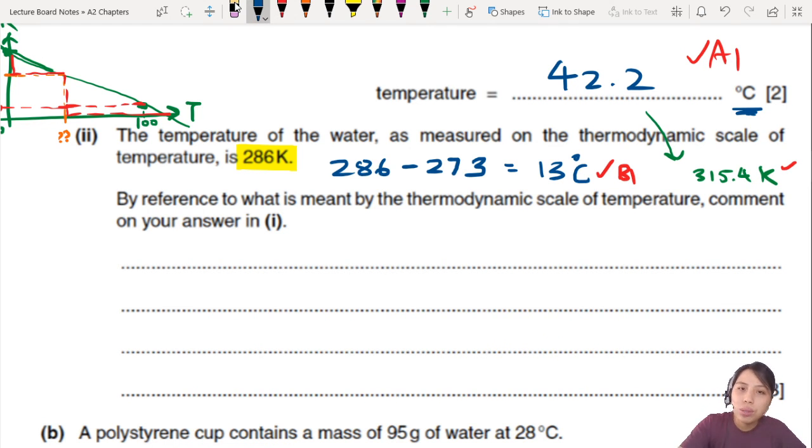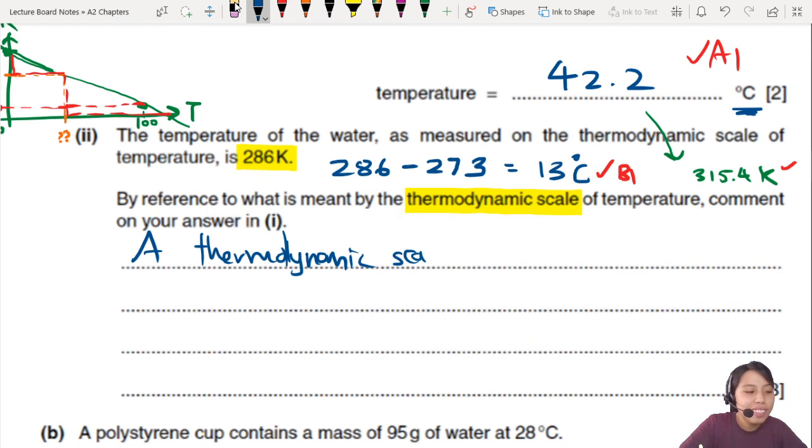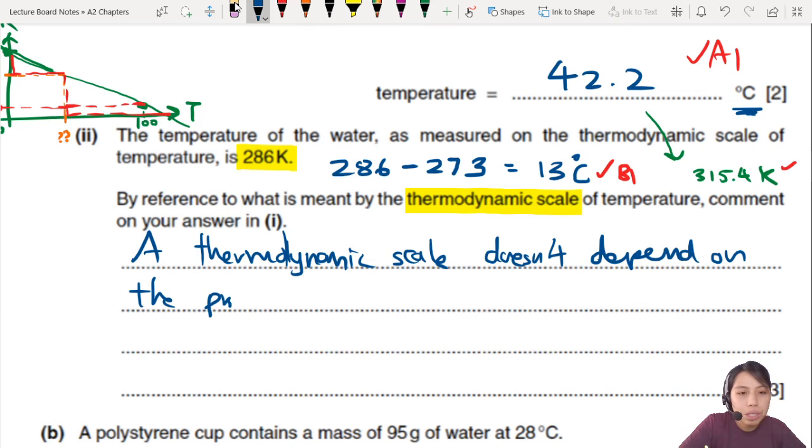So you need to say, is our thermistor a thermodynamic scale of temperature? What does this mean? So we talk about the definition of that. You need to say what a thermodynamic scale is, and that is, a thermodynamic scale doesn't depend on property of substance. Okay, you're looking at the energy of particles and things like that. So it doesn't depend on the property of a substance.